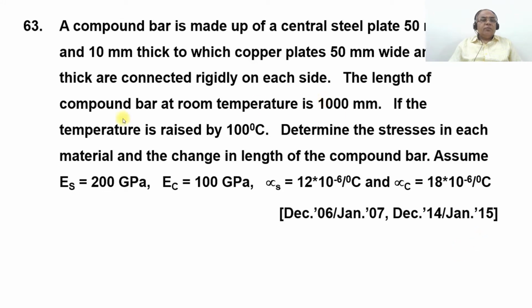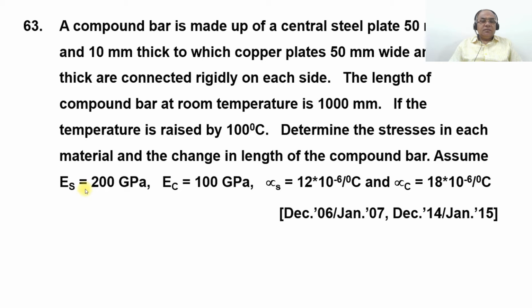Now, we're going to take up one more problem, problem number 63. A compound bar is made up of a central steel plate 50 mm wide and 10 mm thick, to which a copper plate 50 mm wide and 5 mm thick is connected rigidly on each side. The length of the compound bar at room temperature is 1000 mm. If the temperature is raised by 100 degrees centigrade, determine the stresses in each material and the change in length of the compound bar.